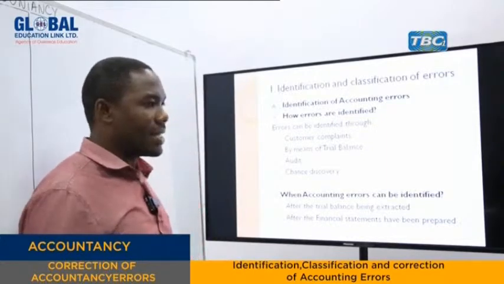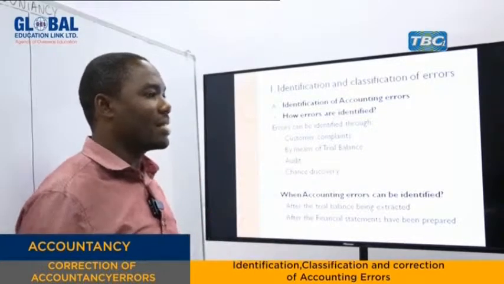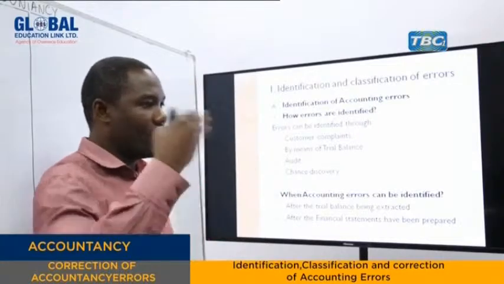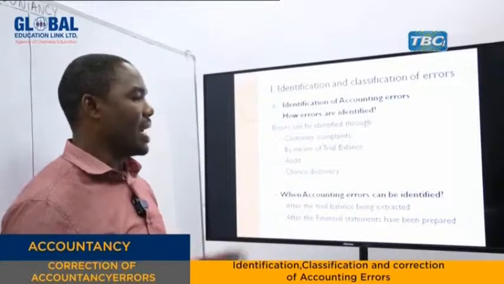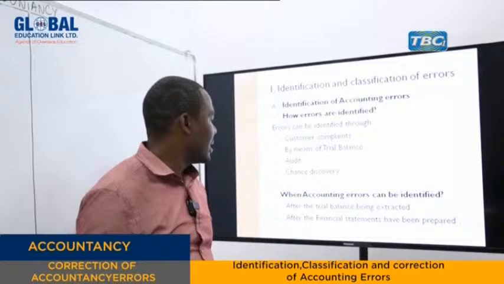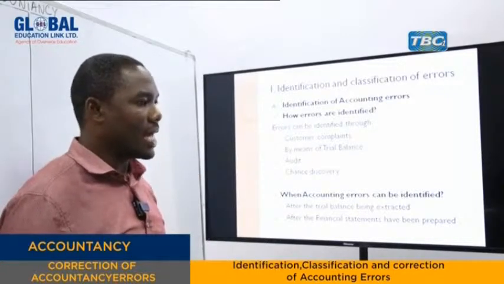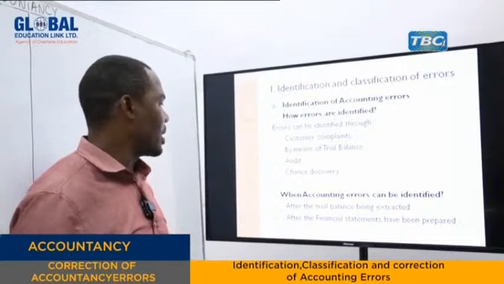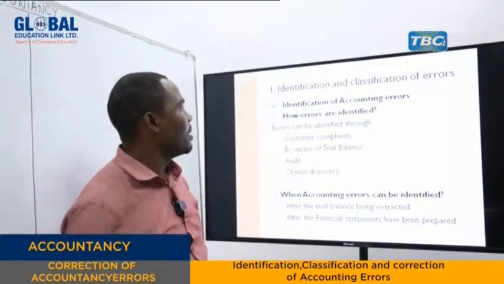Also by means of the trial balance. If you prepare your trial balance and it fails to balance, that is, you find there is imbalance between the debit side and the credit side, then that is an indication that there are errors. Errors may also be found through audit work. It may also happen by chance discovery. As you go through those books, you find that there is an error made in the books. So this is how errors can be identified.